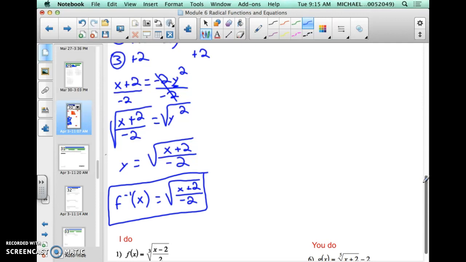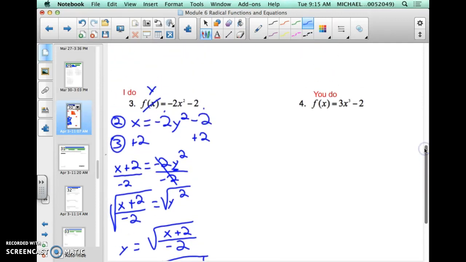So at this point, please pause the video and try number 4 on your own. If you notice, it's a step by step, very similar process, just different numbers. And you should recognize that since it's the power of 3, you should have a cube root in your inverse. All right, so go ahead and pause the video and try it on your own, and check your answer with mine when you're done.